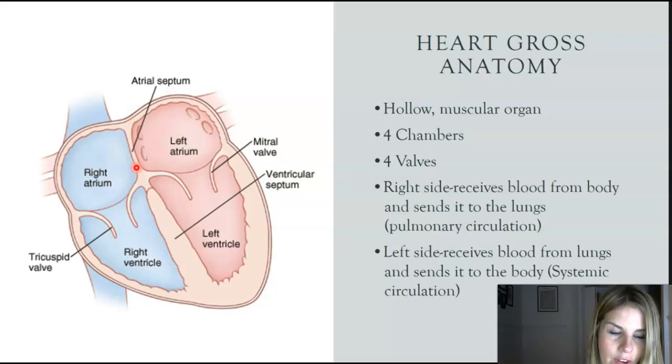And the left and the right side have different functions. So the right side receives low oxygenated blood, so it's lacking in oxygen, and it receives it from the upper body and the lower body, and then it pumps it from the right atrium to the right ventricle and into the lungs so it can get oxygenated. Okay, and then it comes back into the left side of the heart through the left atrium, and then it gets pumped through the body.